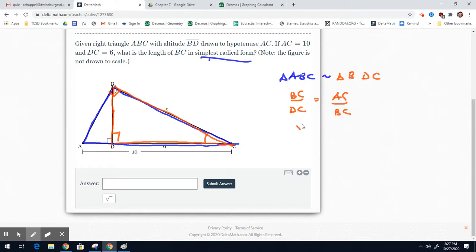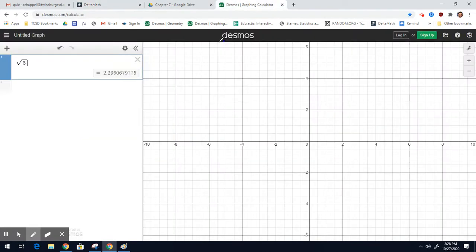Fill in what you know. BC is X, DC is 6, AC is 10, and BC is X. Okay, time to cross multiply. X times X is X squared. 6 times 10 is 60. Take the square root, again, a plus or minus, but we're going to throw out the minus sign. Here comes the square root of 60, and I get a decimal, 7.7.